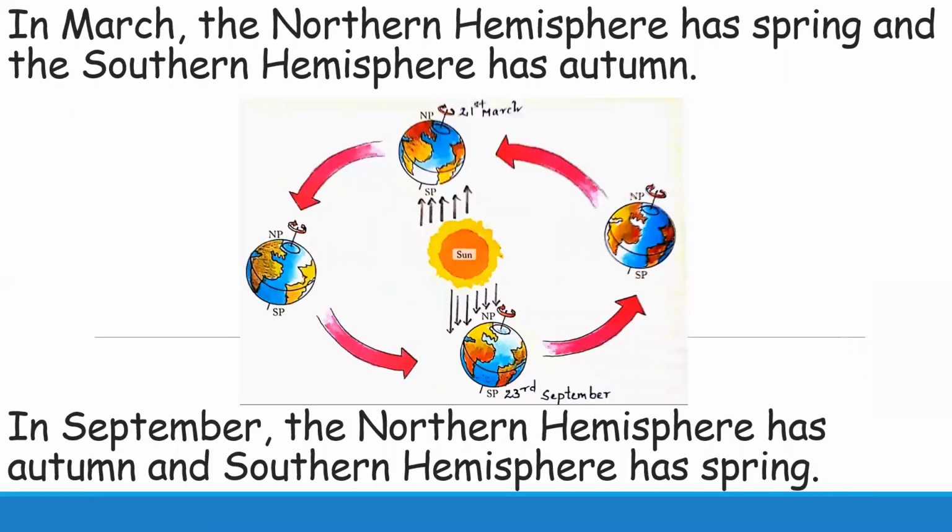In March, the Northern Hemisphere has spring and the Southern Hemisphere has autumn. It is opposite in September. The Northern Hemisphere has autumn and the Southern Hemisphere has spring.